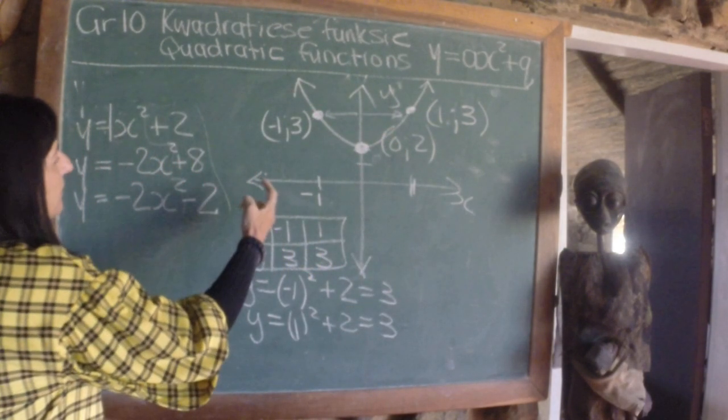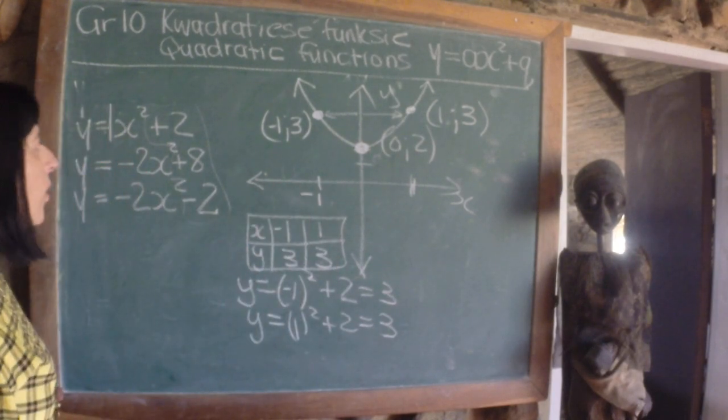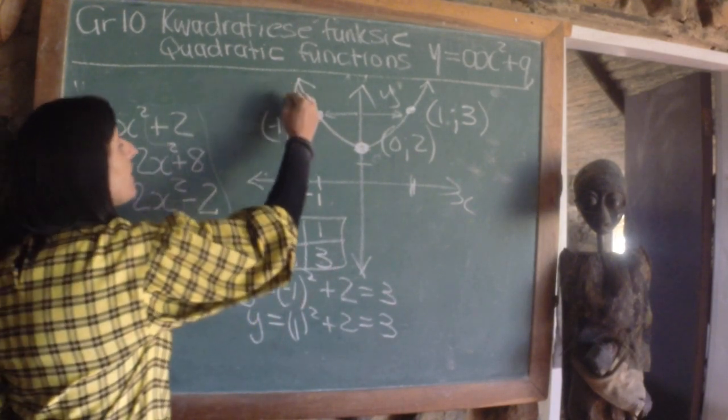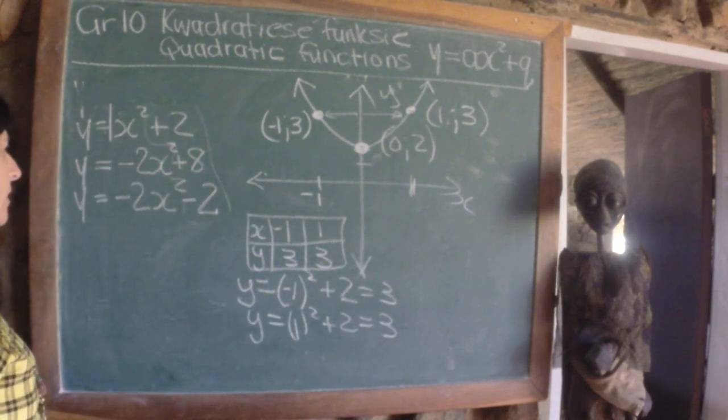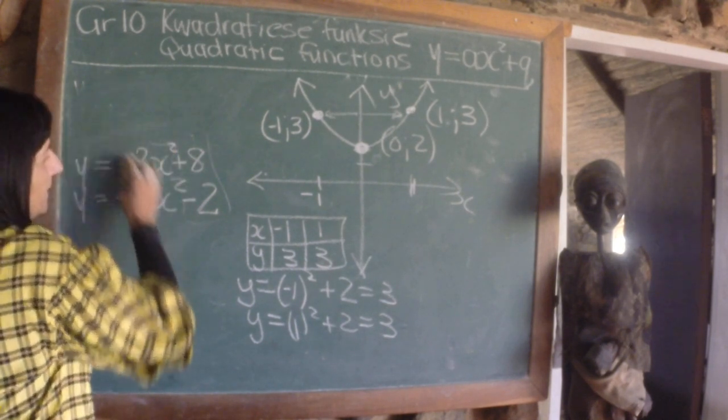So hoekom het ek hier weer my tabelletjie gebruik? Omdat my parabool nie my y-as sny nie. Baie maklik om hom te teken. Goed, het julle dit, graad 10s? Kom ons gaan teken die volgende enetjie.